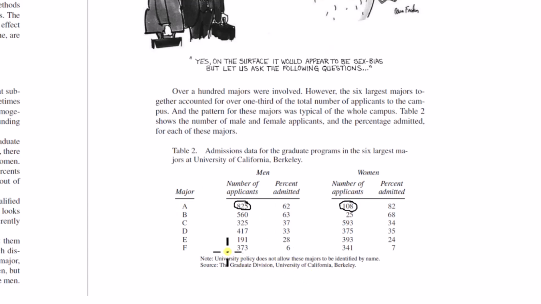Like if you look here, at E, 191, 393, 325, 593, right? But the acceptance rate is lower here, 37%, 34%. And I'm assuming it was the same pattern as you go down, because there are like 90 more majors, so that adds up. So I'm assuming with these, when the percent admitted was lower, you were having more women applying to that.